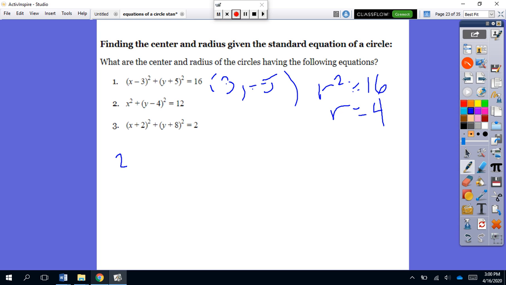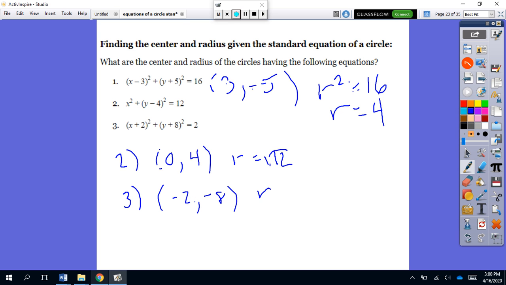So number 2, since I have no h there, h is 0 and k is positive 4 and r is the square root of 12. We'll just leave it for that. You would normally simplify that or put it in your calculator, but we're going to stop there. And then number 3, my h is negative 2, k is negative 8, and then r is the square root of 2.